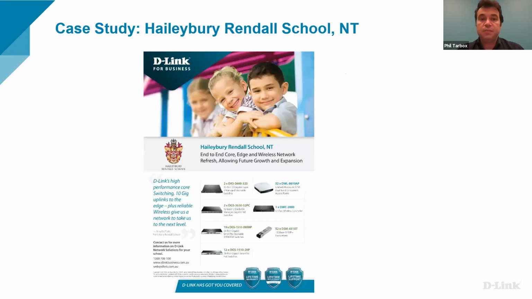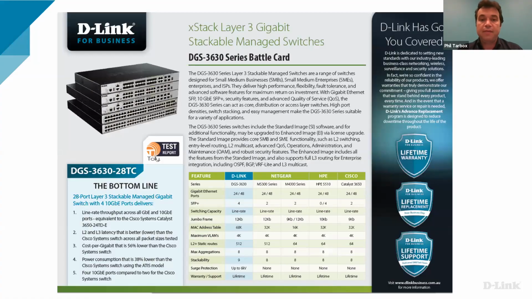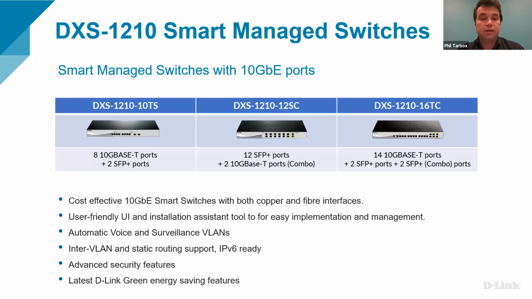3630 series, these have been deployed up at Haileybury Rendell School in Darwin. There's a couple of those in addition to a whole bunch of 1510 series switches. You can see there the significant number of 10 gig fiber modules that have been used for interconnects going between the 1510s back to the 3630 series of switch, which is also a nice lead on going into our DXS 3600 series of switch, which they have operating at the core of their network. More on the 3600 in just a moment.